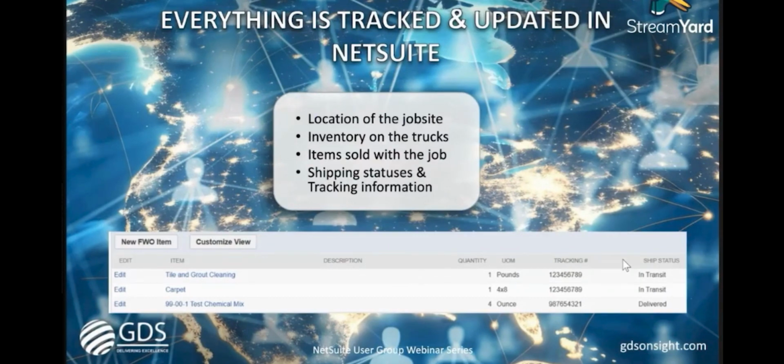Now, I mentioned all this information lives in NetSuite. So what we're looking at here is just a quick screenshot of the bottom of the field service work order, or the field work order record. And so this is tracking what items are associated with that job. You can also see not only the items, the quantity, and the units of measure, but that tracking information and that shipping status. And so that will let you keep on top of where everything is, whether it's in transit or finally on site, and handle your field service in that regard.